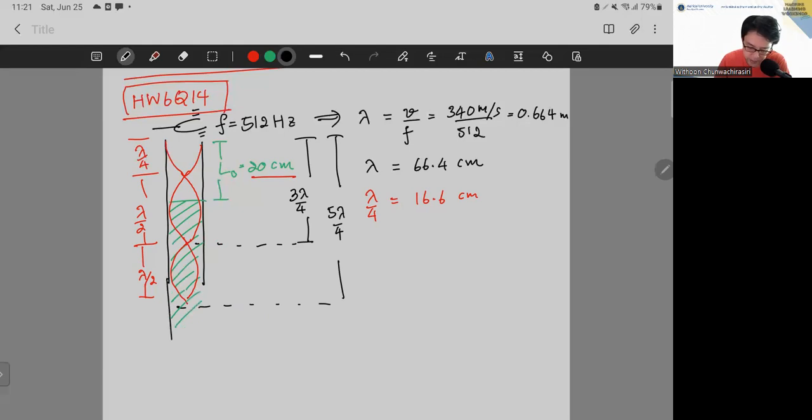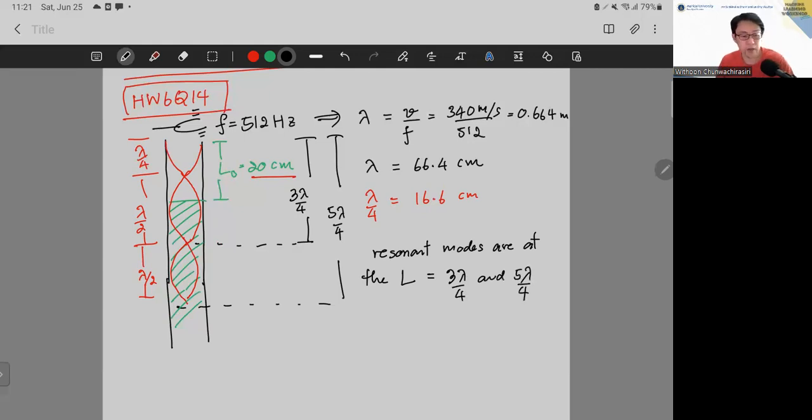Okay, let me draw the air column down here. Here we go. Okay. So you can just take the numbers right here. So the answer will be: the resonance modes are at L equal to 3 lambda over 4 and 5 lambda over 4. And you are done.